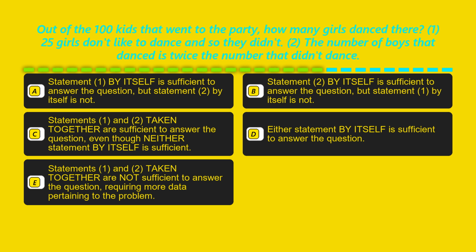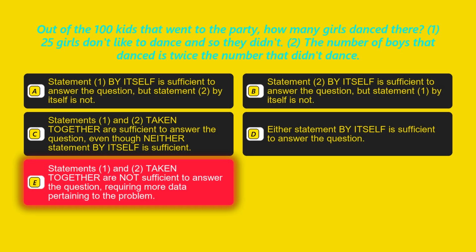Option A. Statement 1 by itself is sufficient to answer the question, but statement 2 by itself is not. Option B. Statement 2 by itself is sufficient to answer the question, but statement 1 by itself is not. Option C. Statements 1 and 2 taken together are sufficient to answer the question, even though neither statement by itself is sufficient. Option D. Either statement by itself is sufficient to answer the question. Option E. Statements 1 and 2 taken together are not sufficient to answer the question, requiring more data pertaining to the problem.